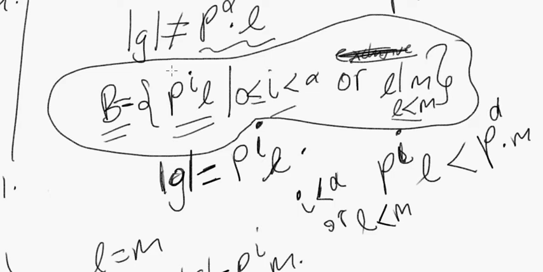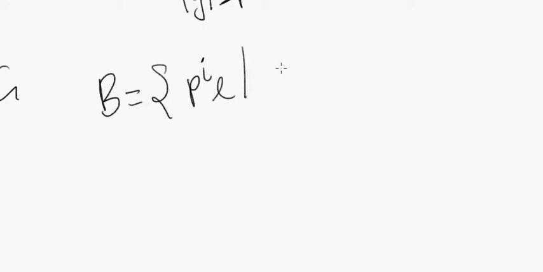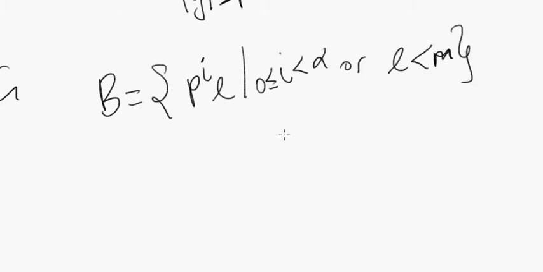All right, let's explore that for a while, if for no other reason than just to eliminate it. Let the set B be, as we saw before, the set of all p to the i times l such that either i is less than alpha or l is less than m. Okay. Now, how many elements does this set B have?